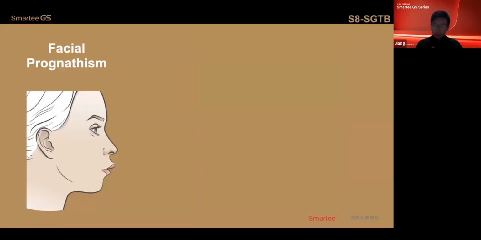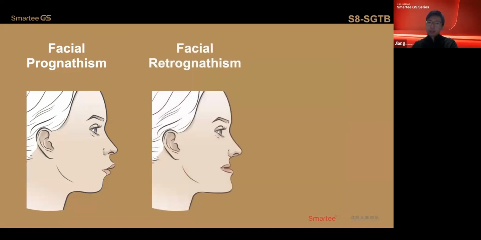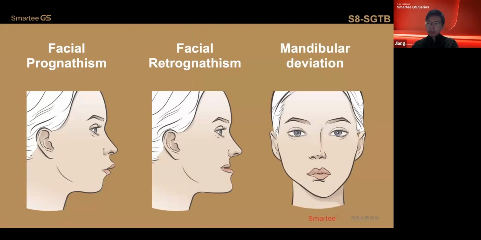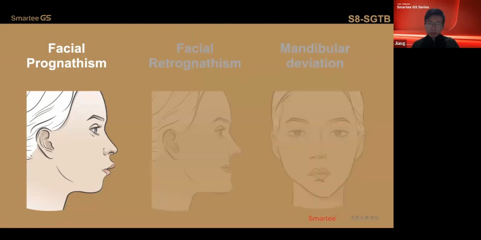So Professor Shen proposed a new classification of malocclusion based on facial assessment, not on dentition or cephalometrics. There are three major categories: facial prognathism, facial retrognathism, and mandibular deviation. Among these categories, we highlight the first one, facial prognathism, because this is the most common malocclusion in the Oriental population, or in China.